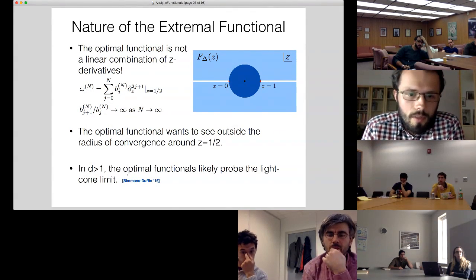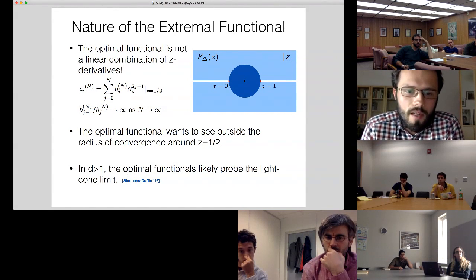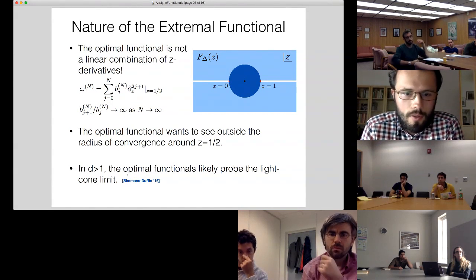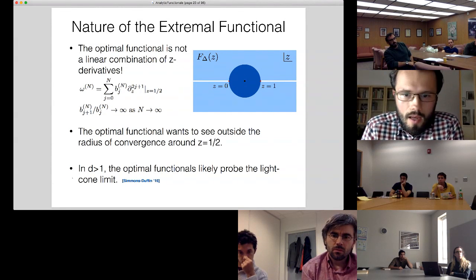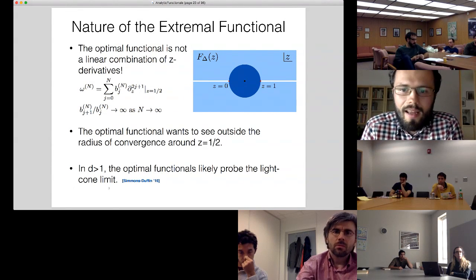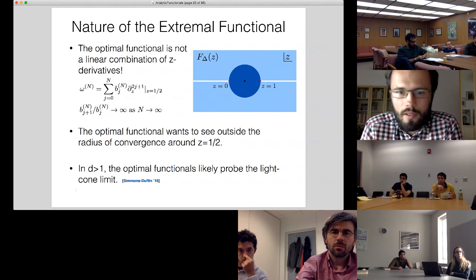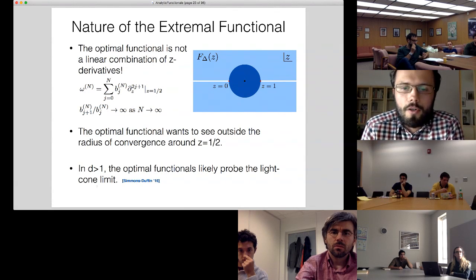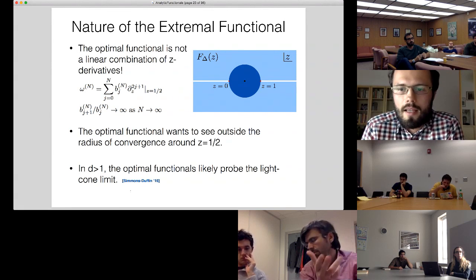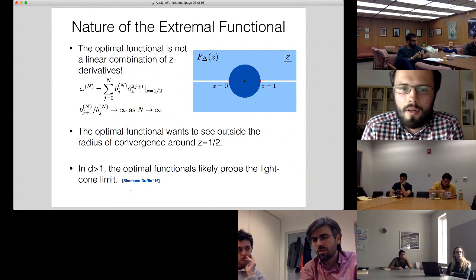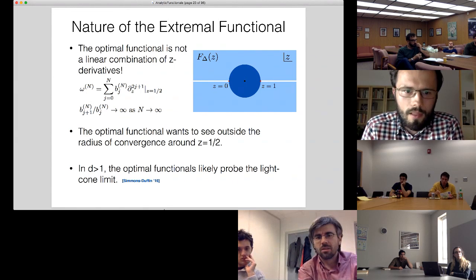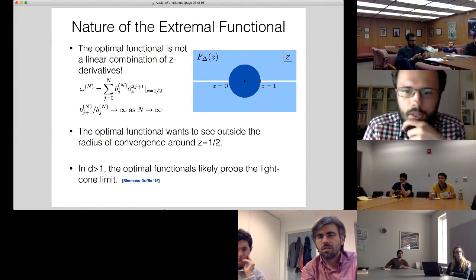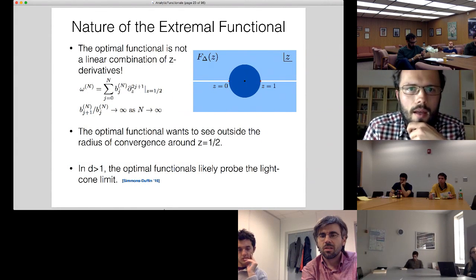Now, an indication of similar behavior appeared in a recent paper by David Simmons-Duffin, where he showed that at least in three dimensions, the optimal functional likely probes the light cone limit. So the fact that the functional wants to see all the way to z equal 1 or all the way to z equal 0 is an indication of similar behavior as I just described in 1D. But I don't understand the precise quantitative relationship.